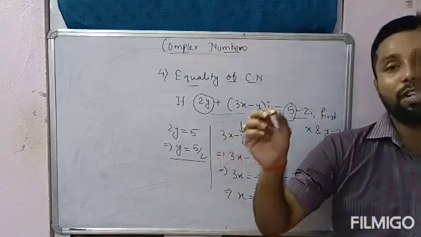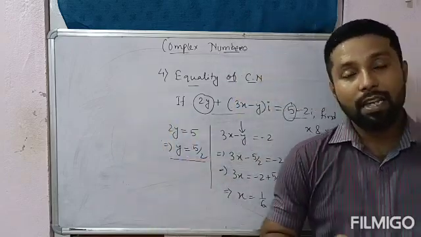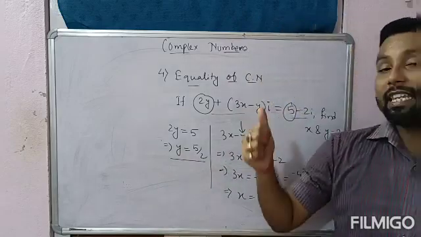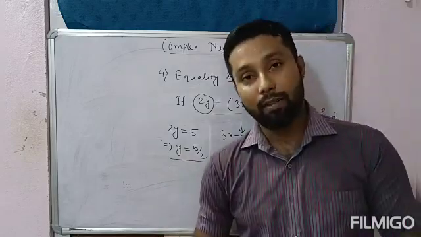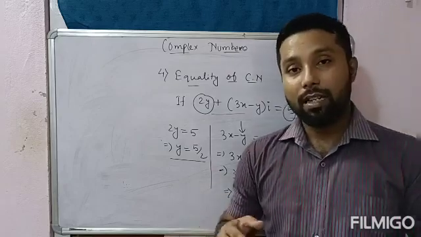Purely imaginary, purely real complex number. Number 2, conjugate of a complex number. Number 3, modulus of a complex number. And number 4 is equality of a complex number. So I will continue the same properties, next properties in the next class.